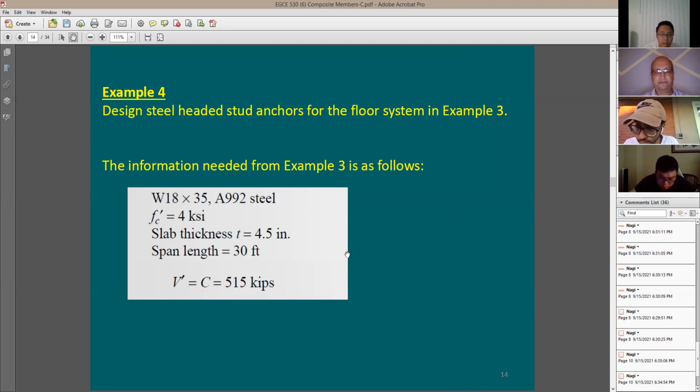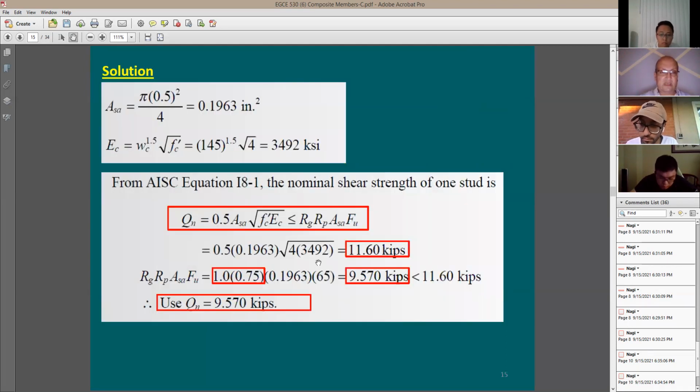This is gonna be V prime. Now, what stud would you like to use? I'm gonna be using 1/2 inch stud, right? It's gonna be 1/2 inch stud. Cross-section area, 0.19, almost 0.2 square inches. E sub C, like 3,500 KSI, based on this equation. Same thing, you see this 4? Let's say be careful about this one. So I'm gonna write here PSI or KSI.